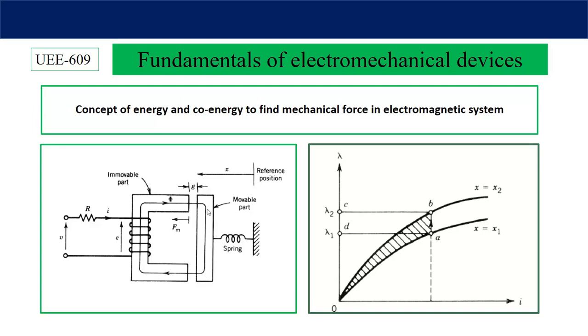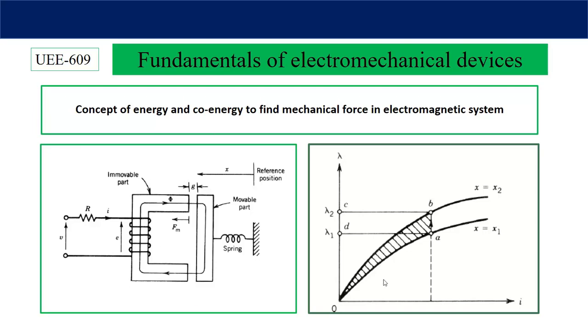So in that case, we have seen that whatever electrical input energy we are giving remains stored in the magnetic field. But if the movement occurs, then some amount of electrical energy is also converted to mechanical energy. So that mechanical output is nothing but force into displacement. Force into displacement is equal to mechanical output power. So today we will discuss this portion.